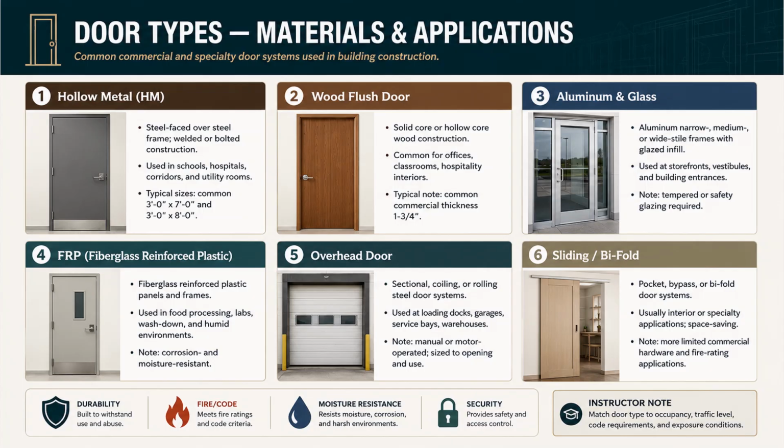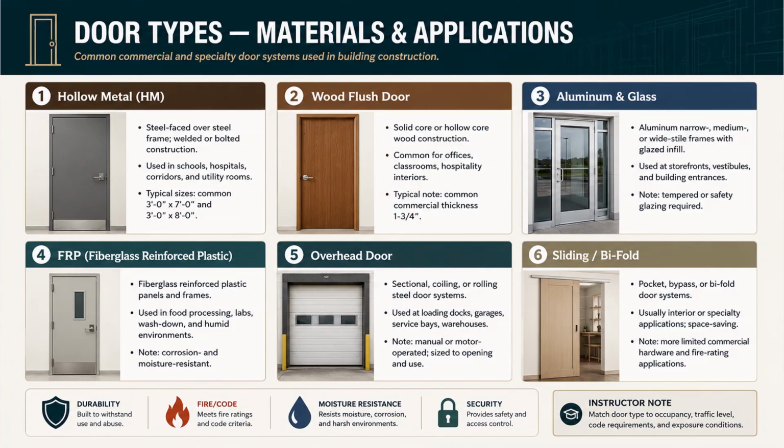Aluminum and glass doors are aluminum narrow dash, medium dash, or wide-style frames with glazed infill. The style is the width of the vertical frame member, and that width is a real spec choice. Used at storefronts, vestibules, and building entrances. Important note: tempered or safety glazing is required, because these are glass doors people walk through.